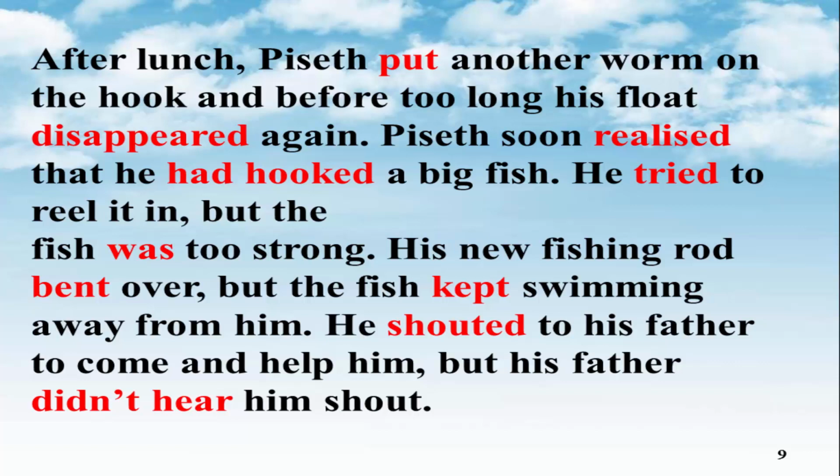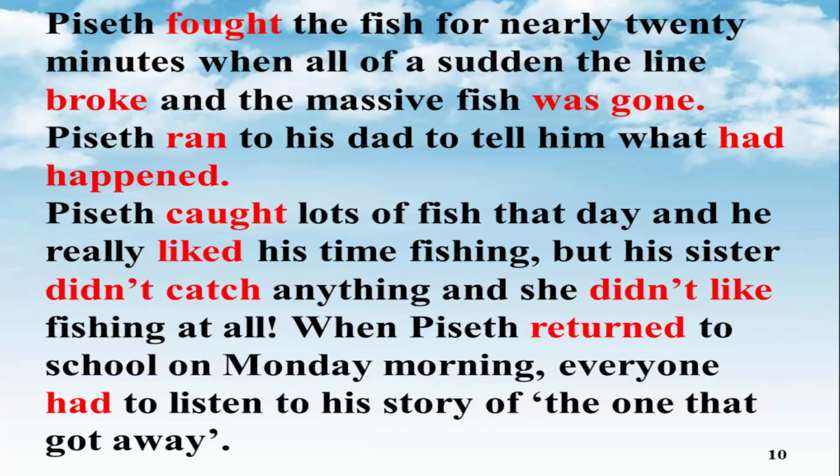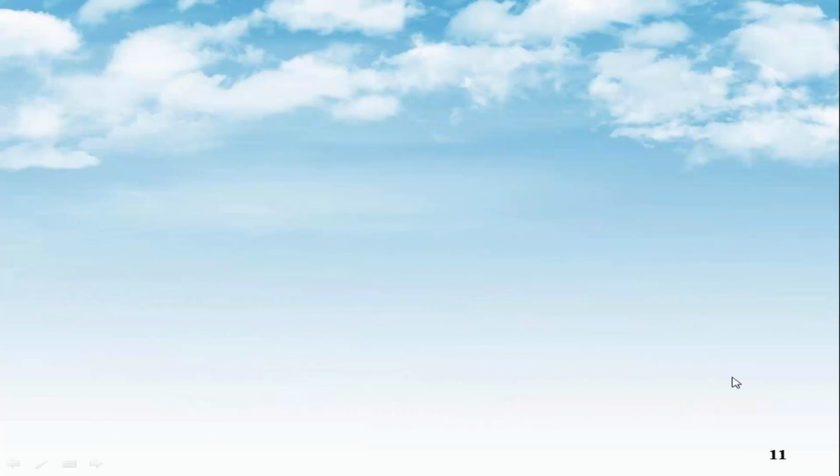He shouted to his father to come and help him, but his father didn't hear him shout. Bisset fought the fish for nearly 20 minutes. Then all of a sudden the line broke and the massive fish was gone. Bisset ran to his dad to tell him what had happened. Bisset caught lots of fish that day and he really liked his time fishing. But his sister didn't catch any and she didn't like fishing at all. When Bisset returned to school on Monday morning, everyone had to listen to his story of the one that got away.